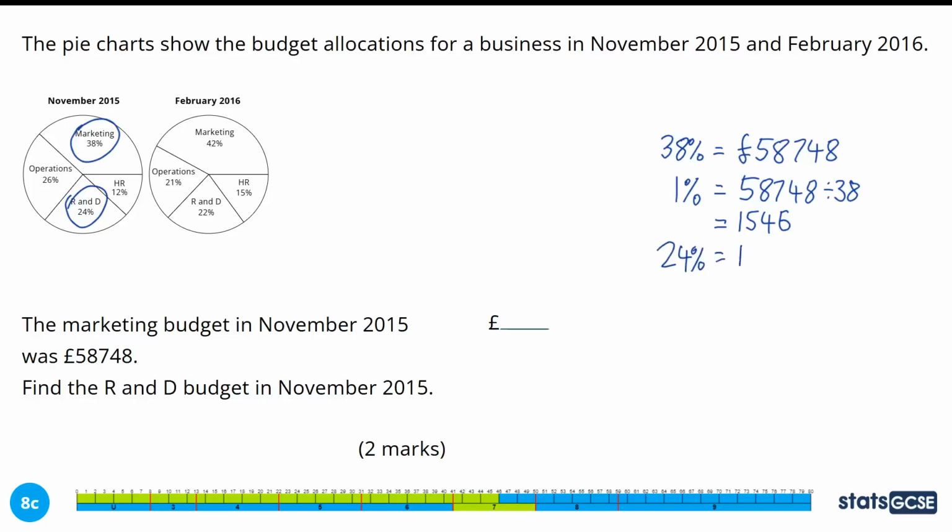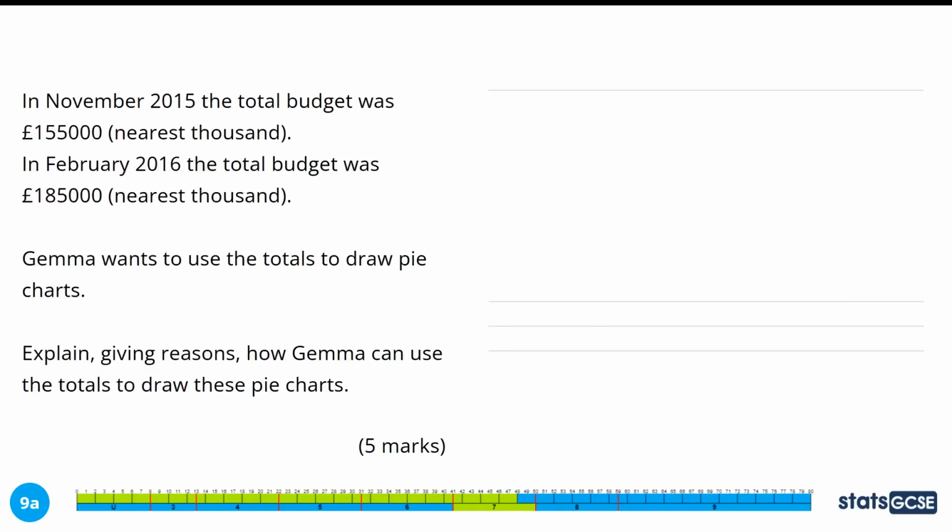So all we need to do is 1,546 times 24, which is 37,104. So our answer is £37,104. In November 2015, the total budget was 155,000 to the nearest thousand. In February 2016, the total budget was 185,000 to the nearest thousand.